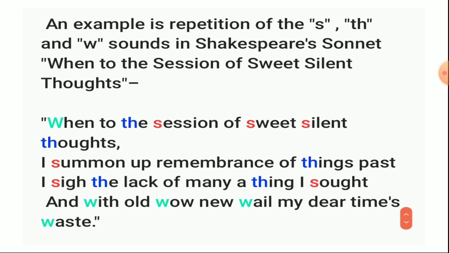And you can see S sound is repeated 1, 2, 3, 4, 5, 6 times. And TH sound is repeated 1, 2, 3, 4, 5 times in the stanza. So you can very well understand when a consonantal sound is repeated and when it is in the initial position of a word, then you can say it is an example of alliteration, right?